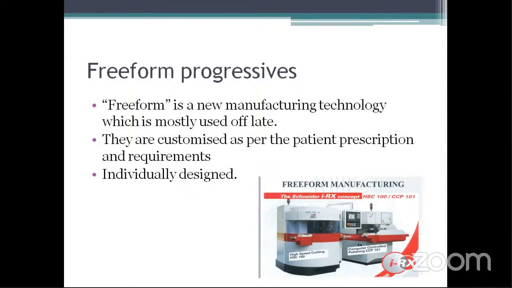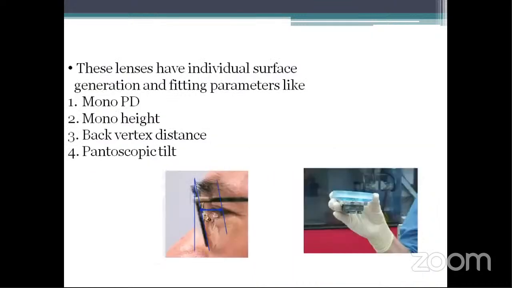Next, moving on to something that is mostly used nowadays, the freeform progressives. Freeform is a new manufacturing technology which is mostly used of late. They are customized as per the patient prescription and requirements, and they are individually designed. These have modern manufacturing equipment, as we can see. These lenses have individual surface generation and fitting parameters. Freeform progressives are suggested to patients who are ready for the next type of progressive lenses, the newest technology progressive lenses.